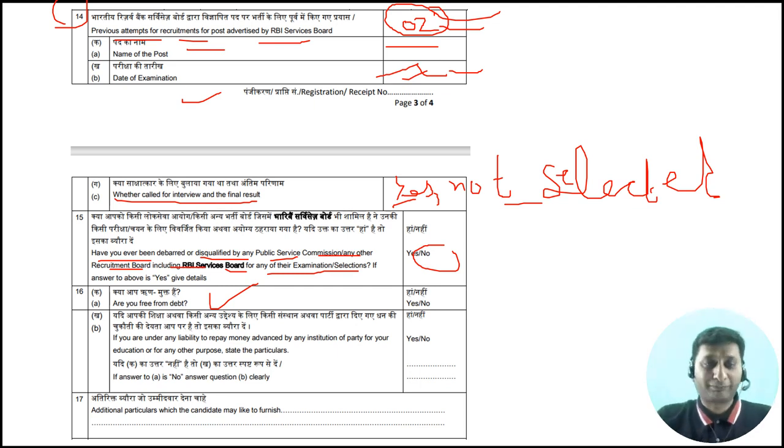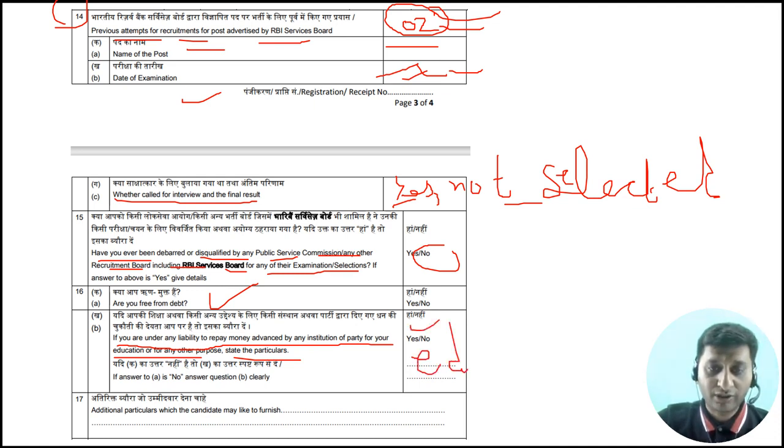But be honest here. Then the next is, if you are under any liability to repay money advanced by any institution or party for your education or for any other purpose, state the particulars. So here again, you would have to mention if you have any liability for taking an advance from any party that you would have to repay, either for your education or for any other purpose. So say if you have taken any education loan from any bank, you would have to mention yes, and particulars. You may write about the education loan, right?